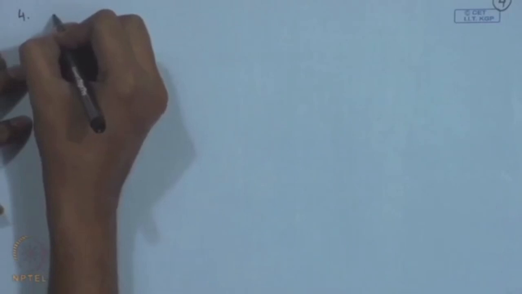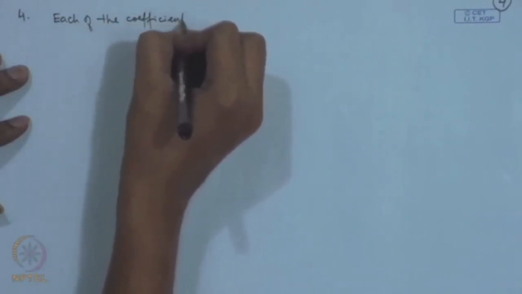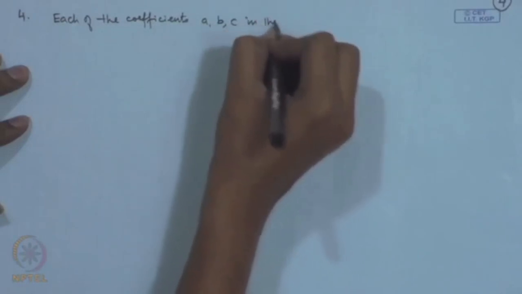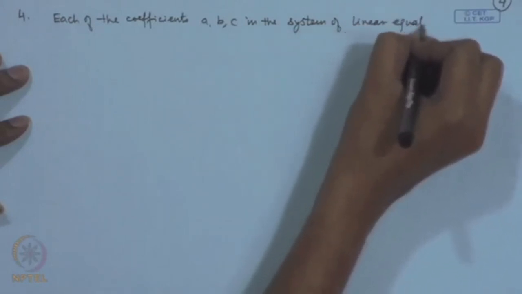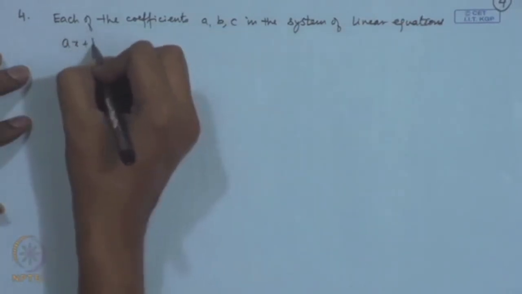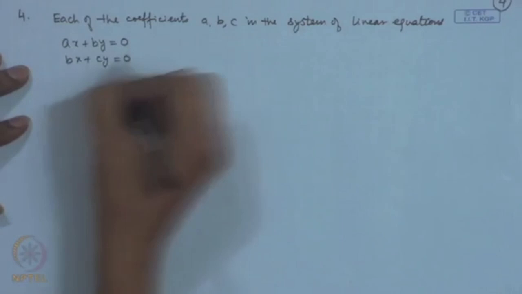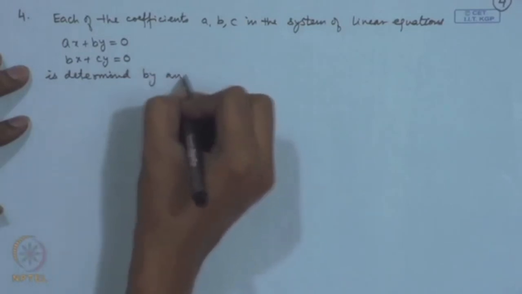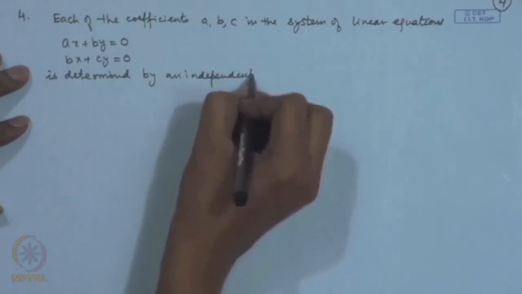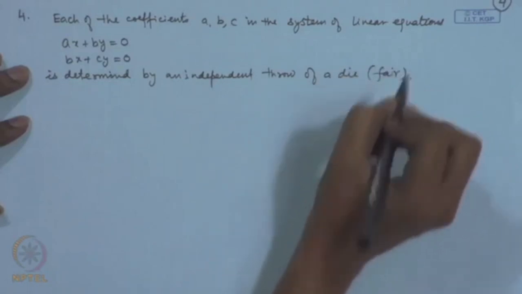Let us take another example here. Now, each of the coefficients A, B, C in the system of linear equations, say A x plus B y is equal to 0 and B x plus C y is equal to 0, is determined by an independent throw of a die, and we assume that this die is fair.